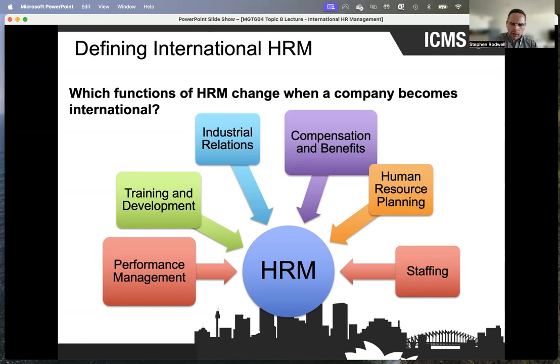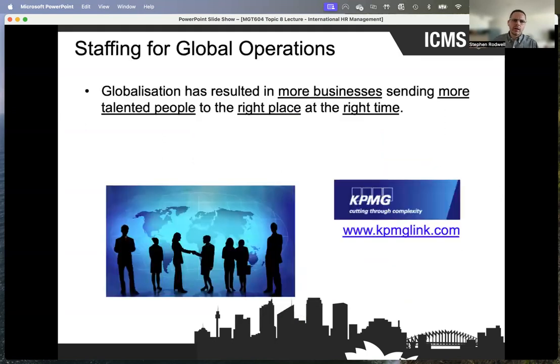Where it becomes even more complex is when we have that combination of staff who come from the parent country going then to another location around the world, and then that combination of all of these factors doubled up for both of those places, basically. So, staffing for global operations. Globalization has resulted in more businesses sending more talented people to the right place at the right time. And that's the thing. If I'm a corporation, there's a very important truth that companies have realized recently.